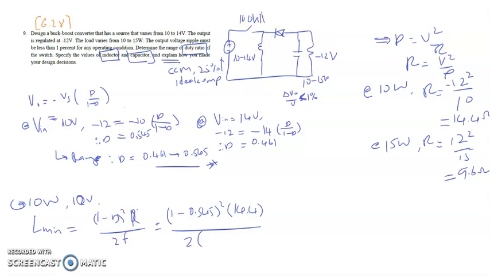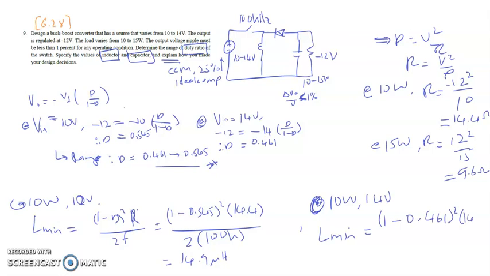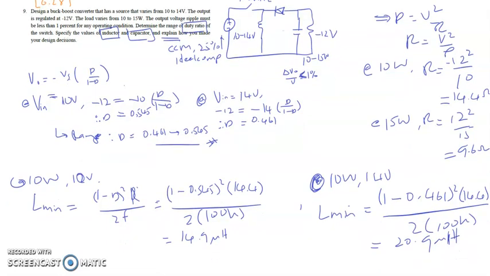So 2 times 100k, we shall get 14.9 microhenry. While for 10 watts at 14 volts, L min is calculated to be 20.9 microhenry. So these are the two values that we calculate in terms of their range: at 10 watts 10 volts, this is the required value, and at 10 watts 14 volts, this is the required value.